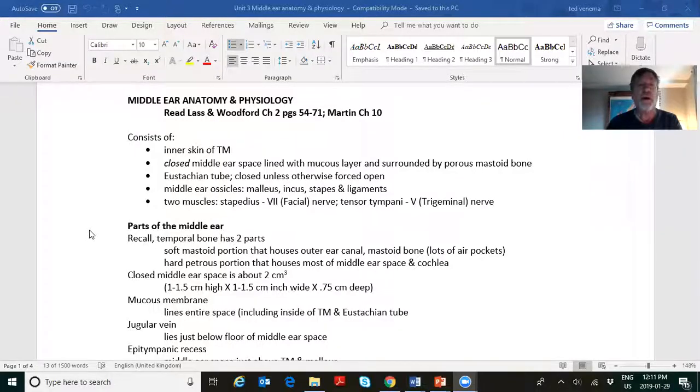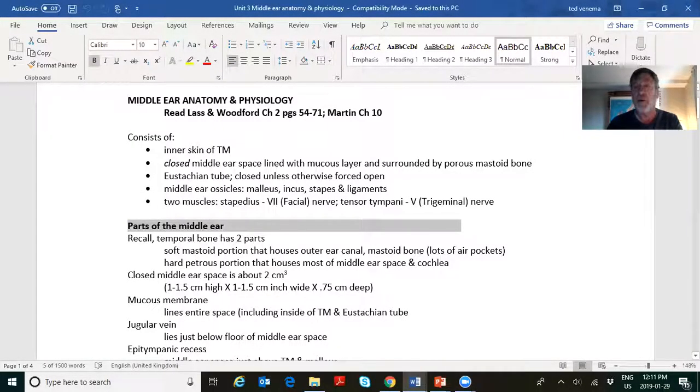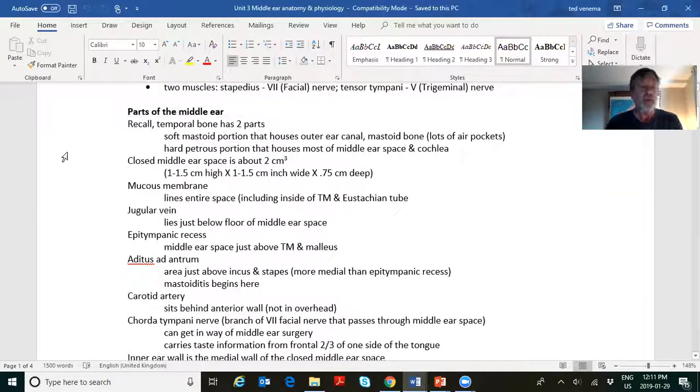Go to the notes of the middle ear. Here we go. The parts of the middle ear. Here we go. And then we'll make the session done for today. Parts of the middle ear.